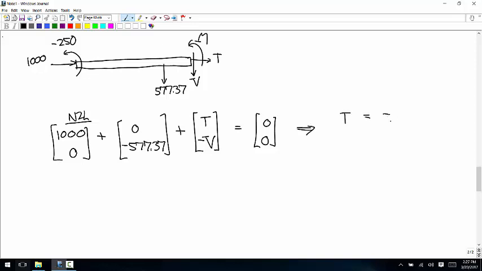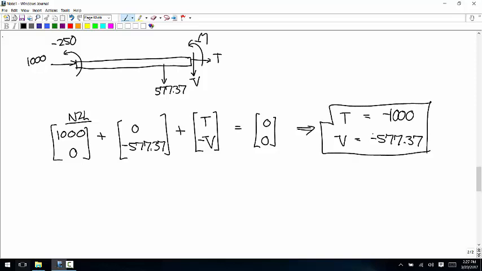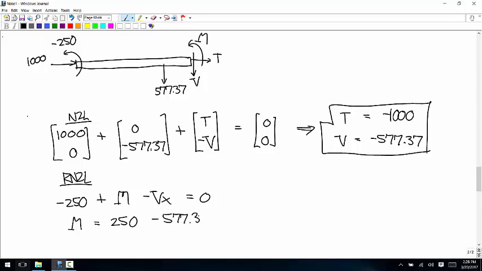T is equal to negative 1,000. So that didn't change. And then V is equal to negative 577. So it's still in compression, but now there's also a shear force. And the moment equation says negative 250 plus M, that's an M, minus Vx is equal to zero. So M is equal to 250 minus 577.37x.